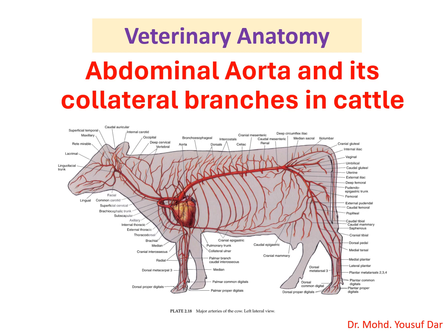Our today's topic is the abdominal aorta and its collateral branches in cattle. So we will discuss the abdominal aorta and the different collateral branches which arise from it.